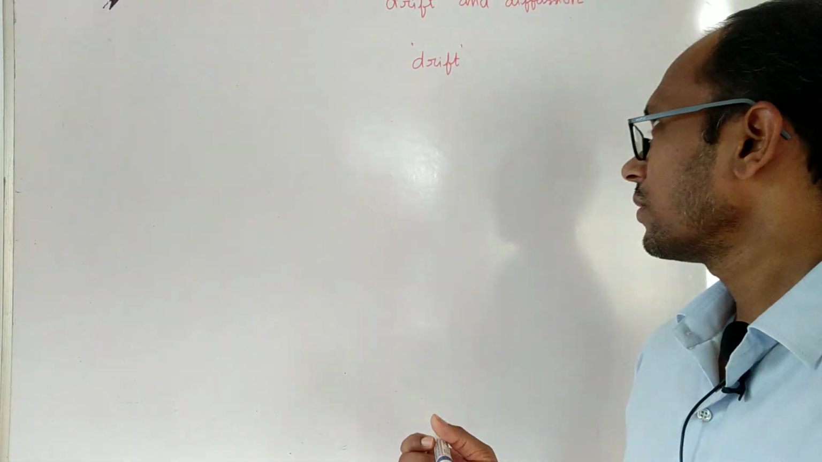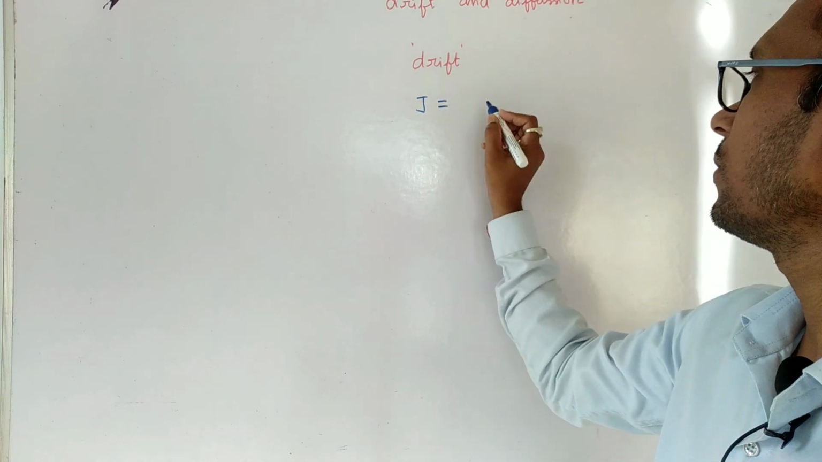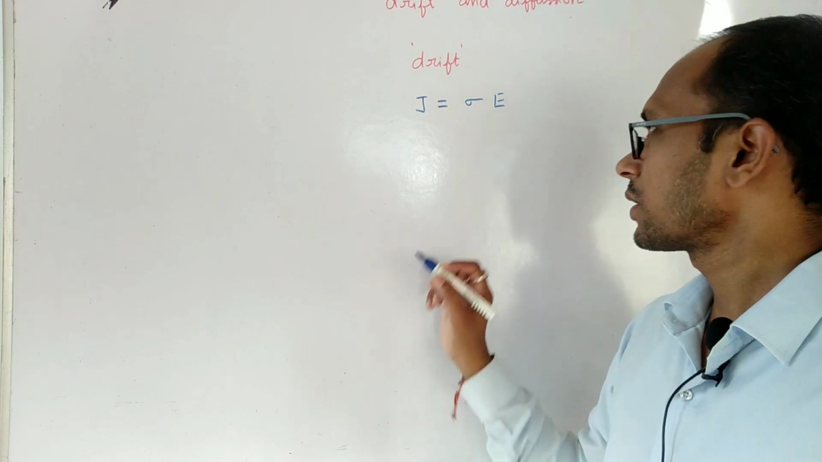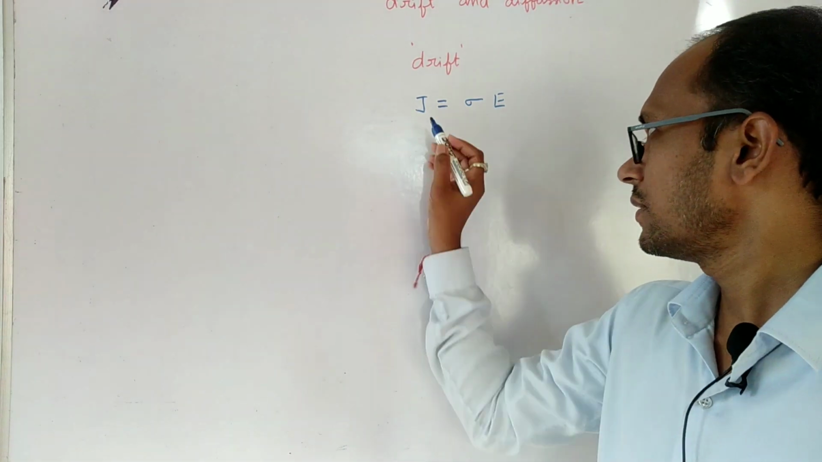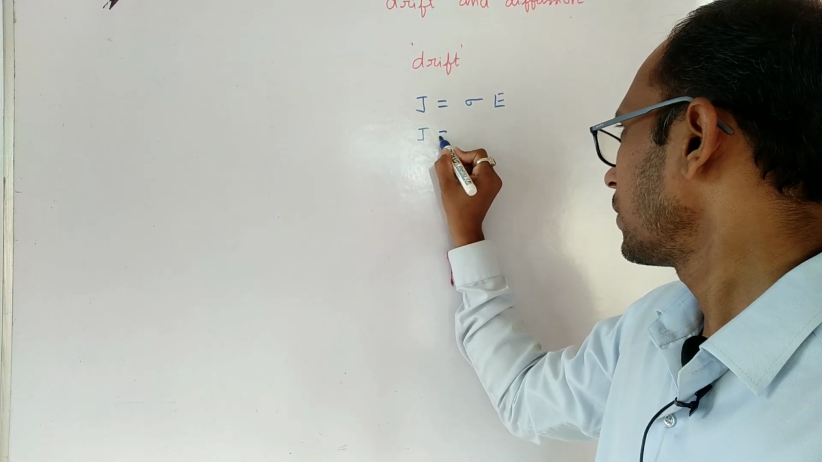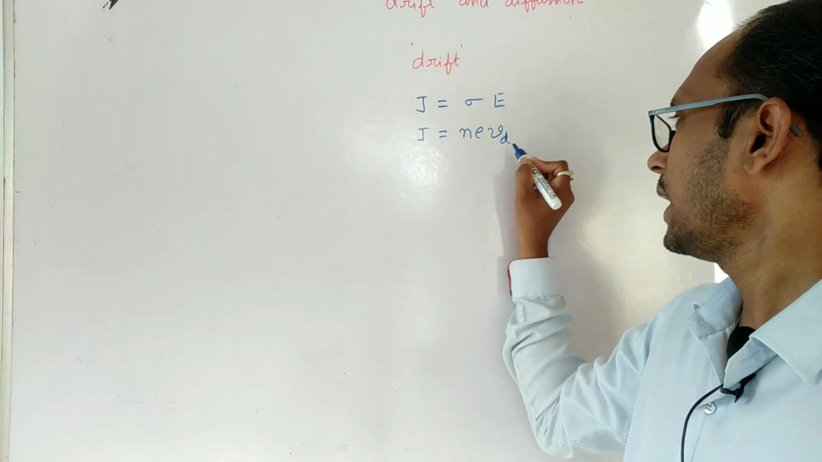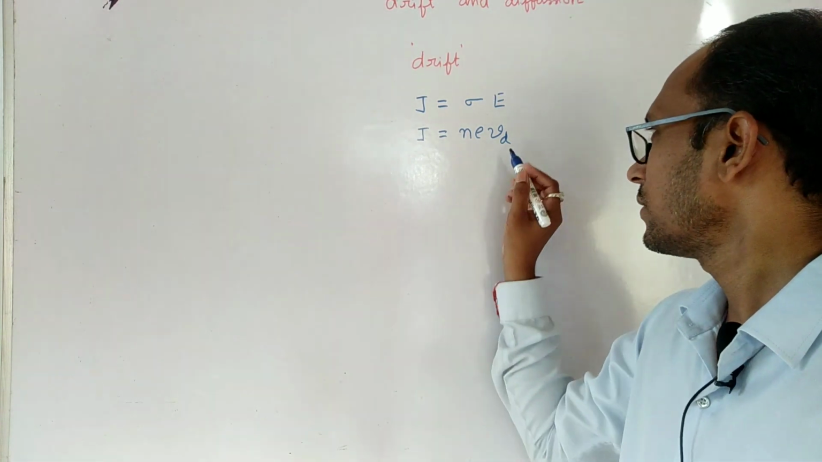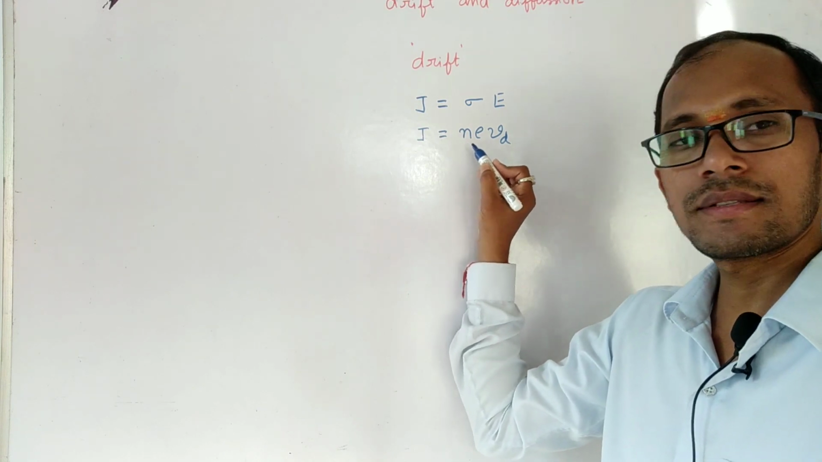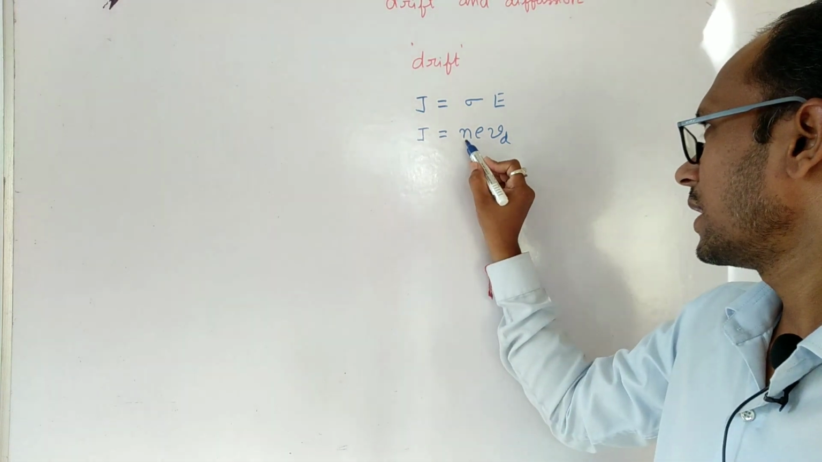As you know, for drift current, the current density J is equal to sigma E, where sigma is the electrical conductivity, E is the applied electric field, and J is the current density. Also we know that J is equal to n e vd, where vd is the drift velocity of the charge carriers, let's say electrons, e is the charge of the electron, and n is the concentration of electrons, that means the number of electrons per unit volume. J is equal to n e vd.